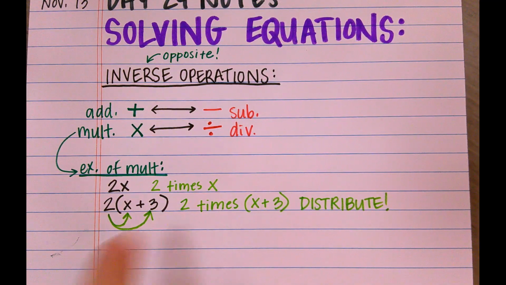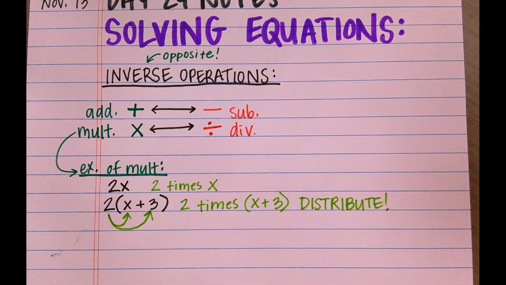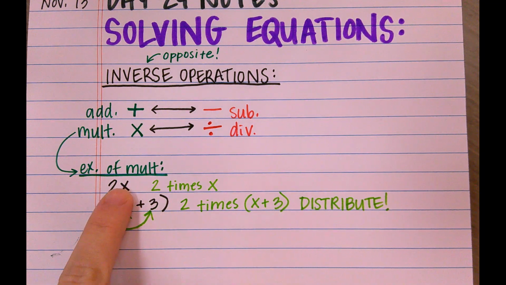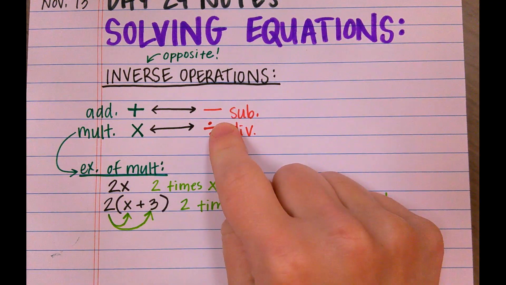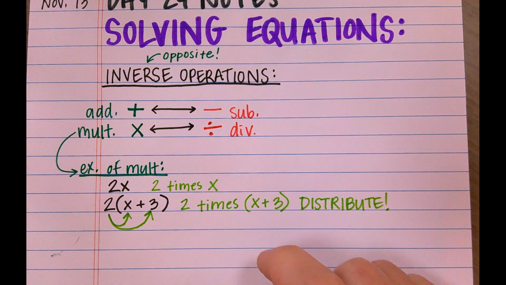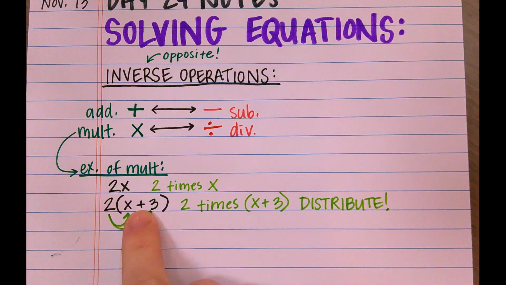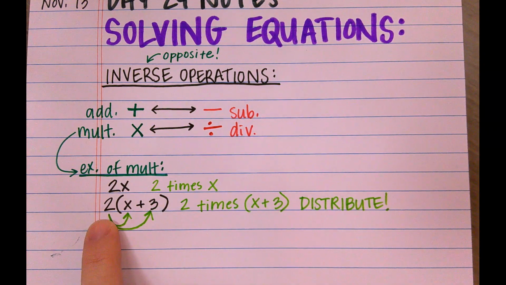Okay. And so if we have problems like this, for example, where I have a 2x in a problem and I'm trying to get rid of the 2 to get x by itself, we know that this means 2 times x, so we can use the opposite, division. We would divide by 2 to get x by itself. Or in a problem like this, if we cannot distribute, we can use division to get rid of the 2 because this is still multiplication.